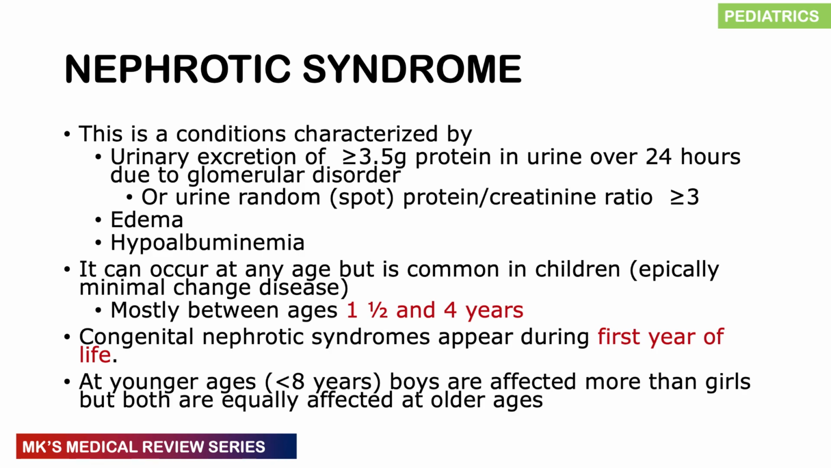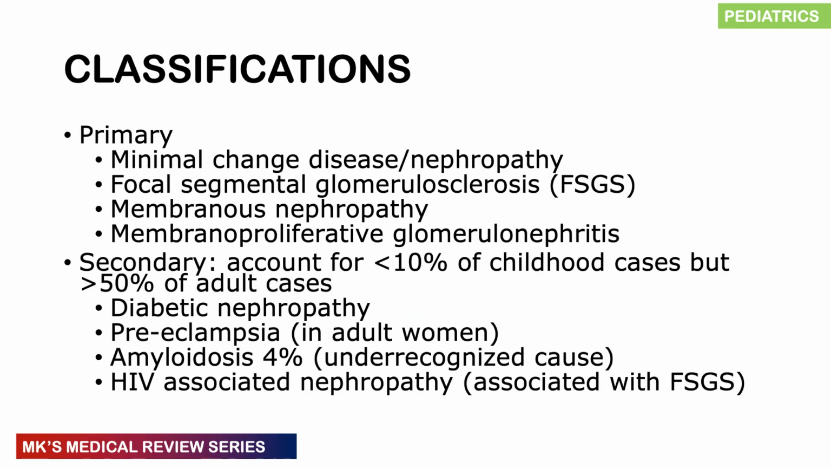You may have hypoalbuminemia, which is low levels of albumin for obvious reasons. And of course, high levels of lipids as a compensatory mechanism. It does occur at any age, but it's very common in children, especially those that are presenting with minimal change disease. So most commonly those that are 1 year 6 months to about 4 years. And often there is a fraction that's known as congenital nephrotic syndrome, which is going to be seen in the first year of life. In those individuals that are less than 1 year, more boys are affected than girls, but above this age, it's going to be equal incidence in both girls and boys.